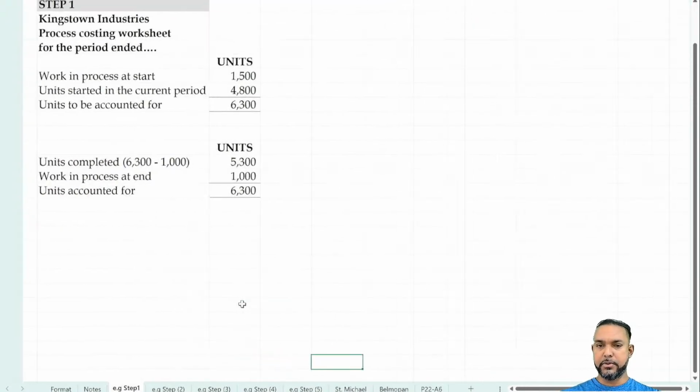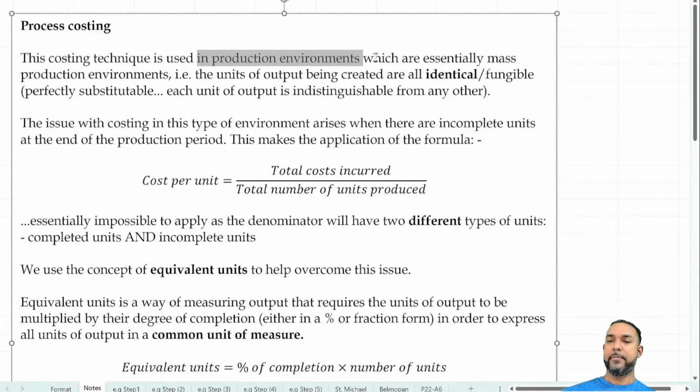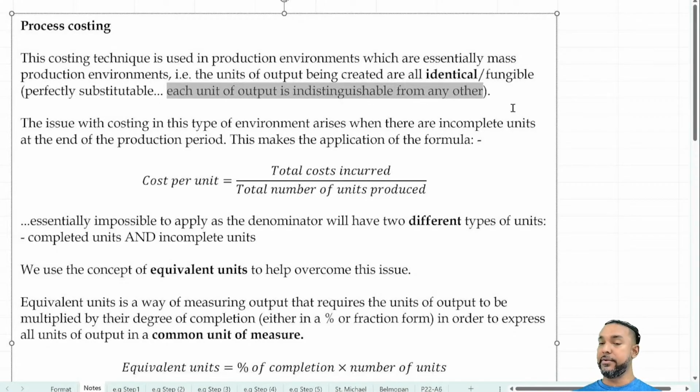Okay, so folks, last week we started talking about process costing. So we said this is a costing system used in production environments, which are essentially mass production environments. We're making tens, scores, hundreds, thousands, hundreds of thousands of units of the same exact thing. And that's what it says here: the units of output being created are all identical or fungible. That means they are perfectly substitutable. Each unit of output is indistinguishable from any other unit of output. So, like I said, mass production. Like when you go in the grocery and you go in the aisle with the juices, you have all these dozens of juice boxes that are basically the same thing. You can pick any one and you get the same thing.